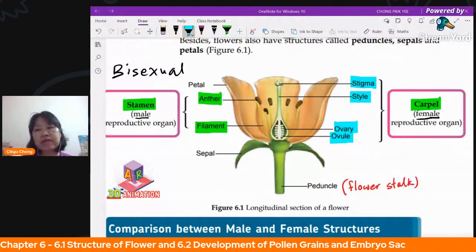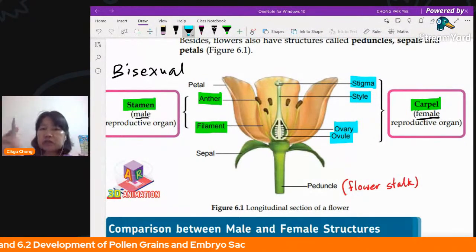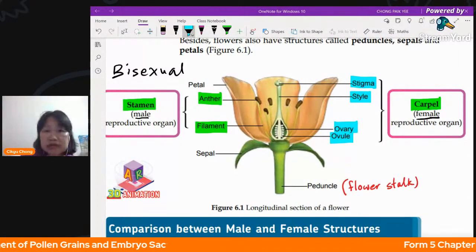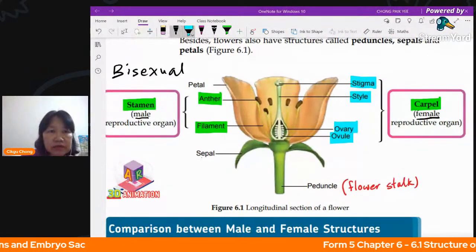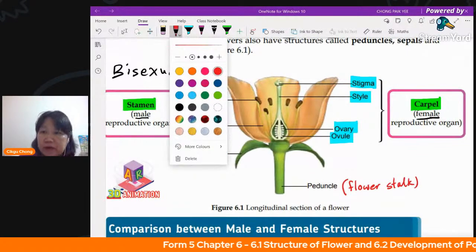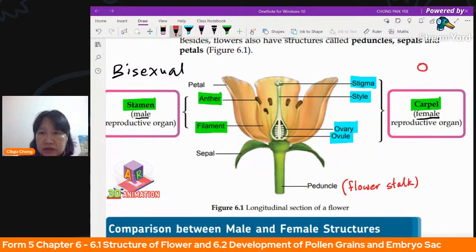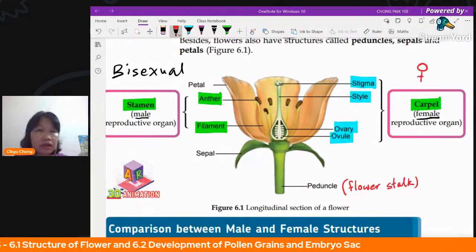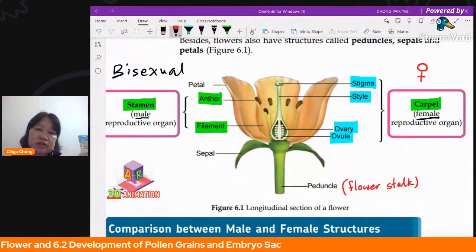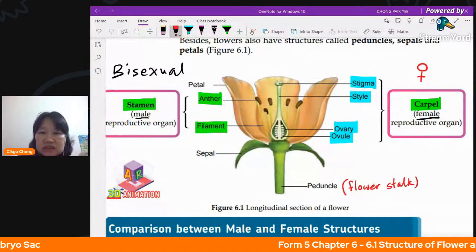You have the ovary, which produces the female gamete. The female gamete is inside the ovule. Let me write it down here. This is the female symbol: you put a circle with an X at the bottom. How to remember that? It's like a skirt. Imagine somebody wearing a skirt, so it has to be a female. So this contains the female gamete.